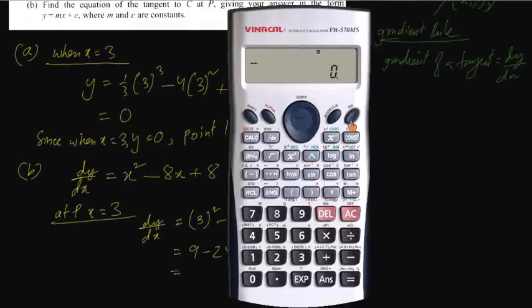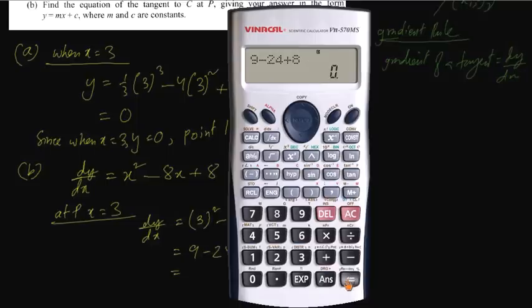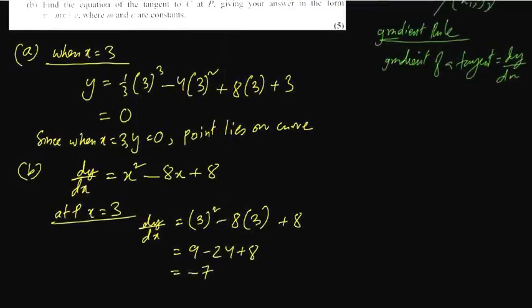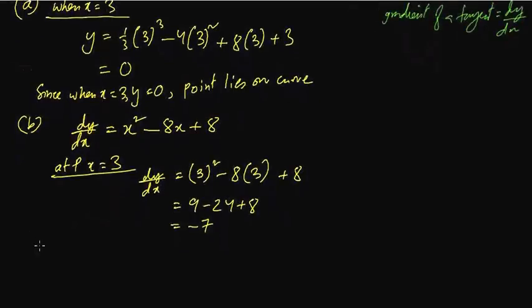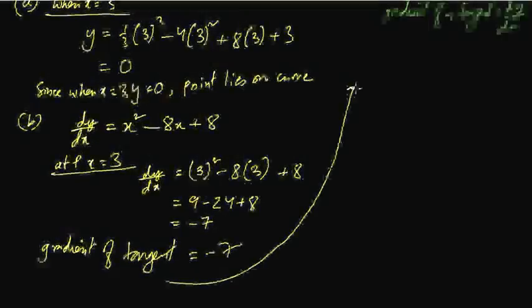So 9 minus 24 plus 8 would be minus 7. So the gradient of curve is minus 7. That means gradient of tangent is also minus 7. So we have to write this down. So gradient of tangent equals minus 7.